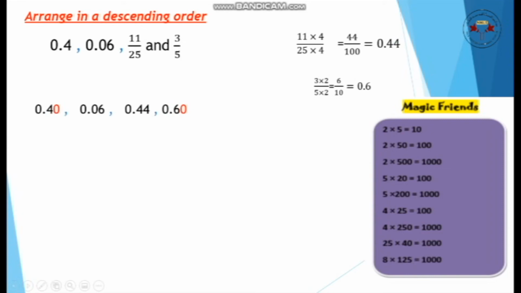Right now arrange in descending order easily. The whole part is 0, 0, 0, and 0. Right now go to the decimal part. Which is greater? 40, 06, 44 or 60? I see that 60 is the greater one, then 44, so 0.44. Next is 0.40, then 0.06. Go next.